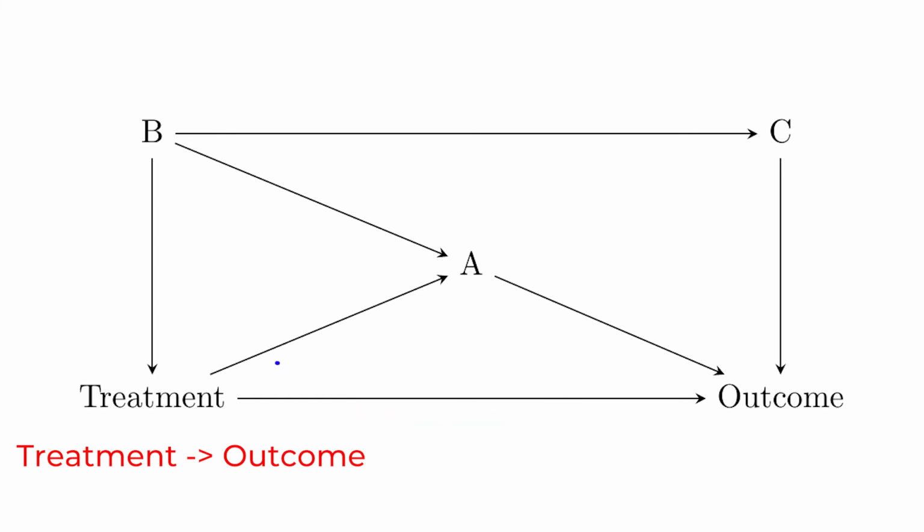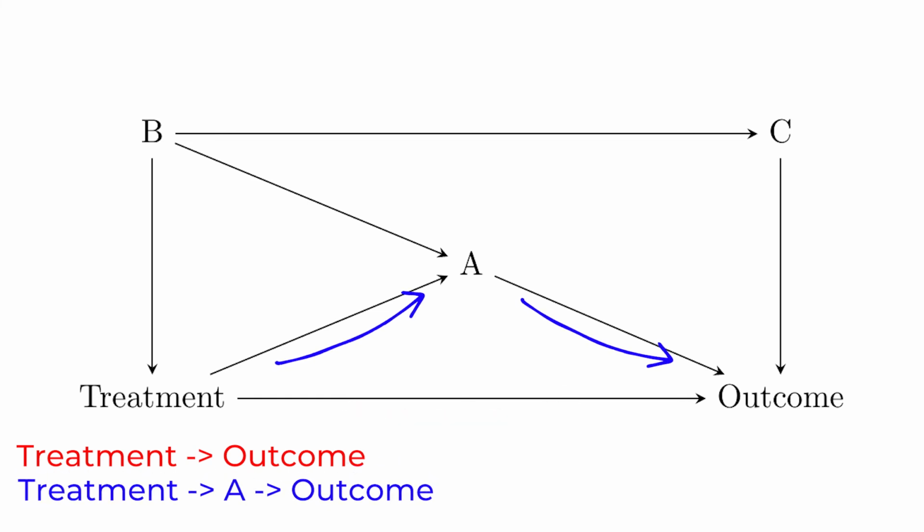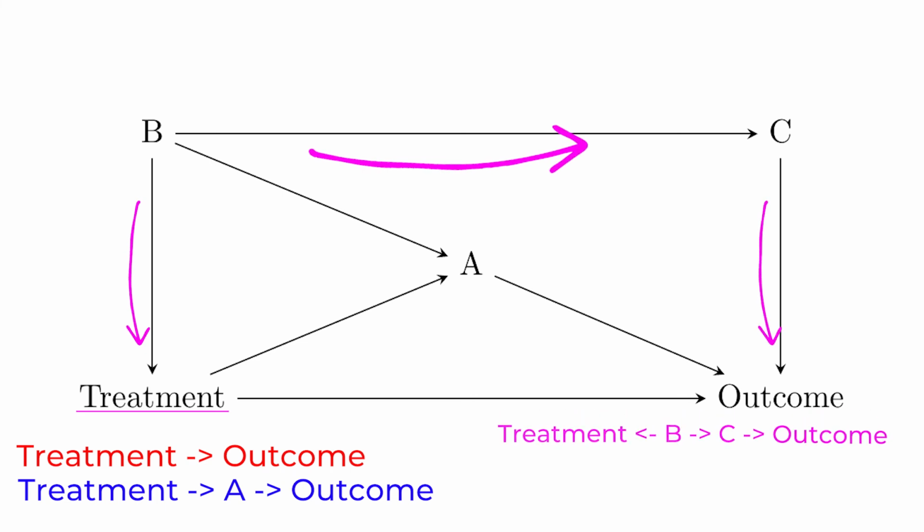We can also go from treatment to A to outcome. That's a pathway that we can walk. So this is saying basically that treatment causes outcome because it influences A, and A influences outcome as well. We can also go from treatment to B to C to outcome. That's another pathway that we can walk. That one is saying basically that B will drive a relationship between treatment and outcome.